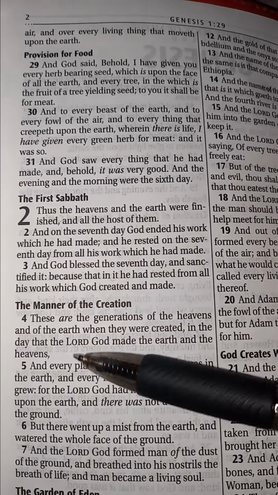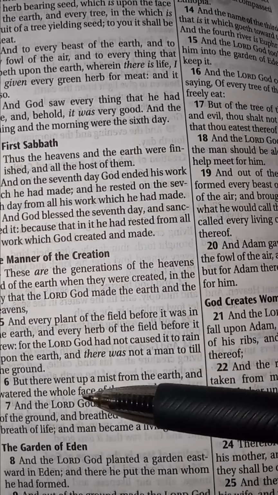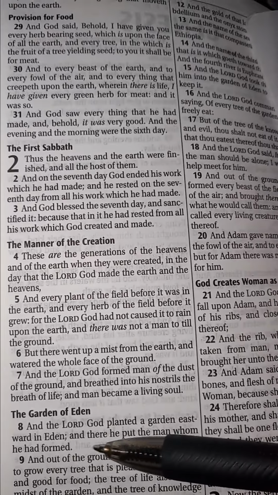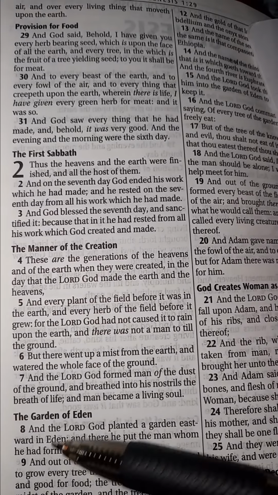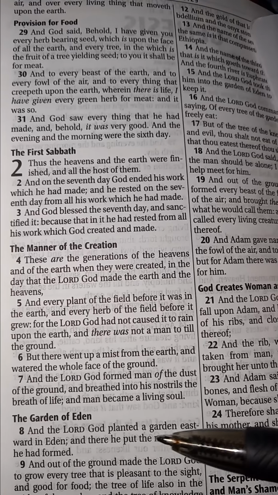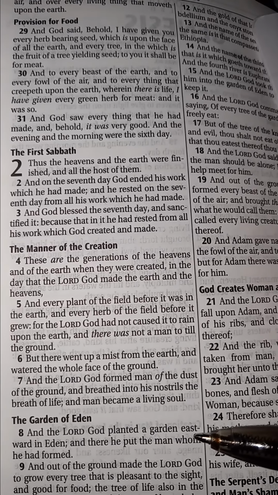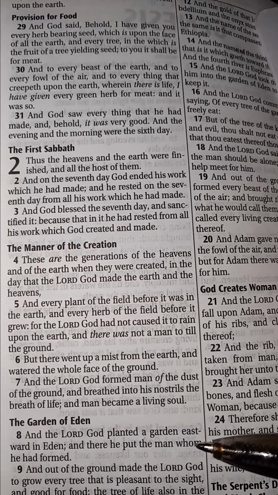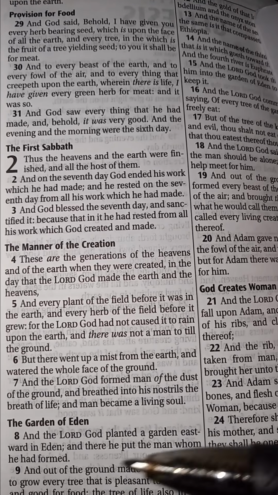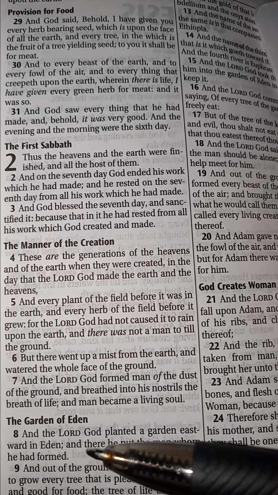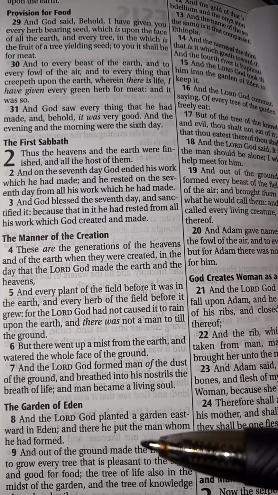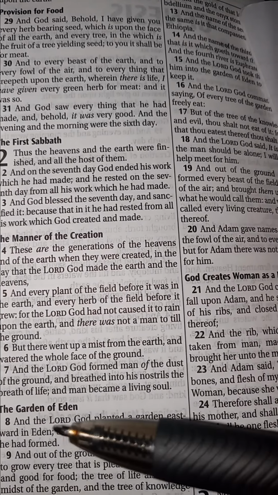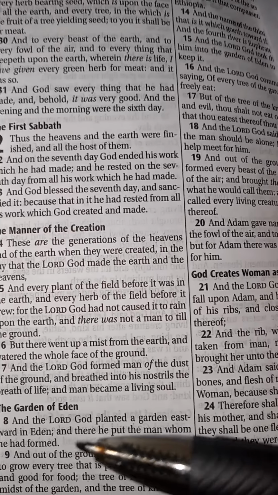Genesis 2, verse 8. It says, "And the Lord God planted a garden eastward in Eden." It does not say that God planted a garden in the east or the Middle East. It says eastward in Eden. And there he put a man whom he formed. So the question is, where is Eden?